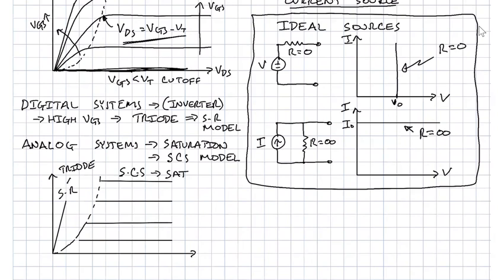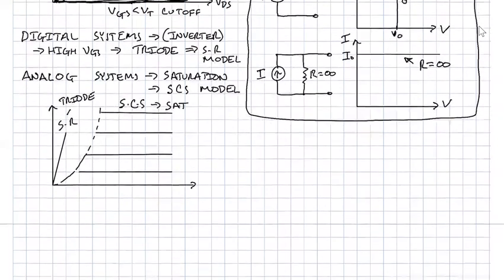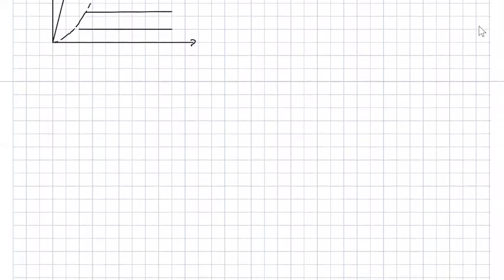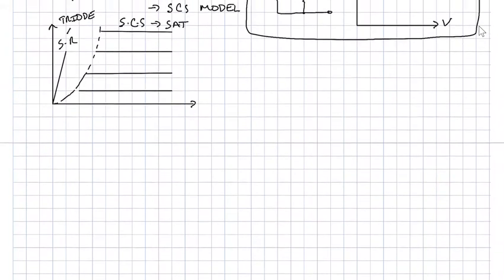Okay, so what do we mean by this SCS model? Maybe I can leave it there for a minute so it's visible. This again is IDS versus VDS, and these would be for increasing VGS. And again, never forget about our friend cutoff. It's important when you use the MOSFET as a switch to be able to turn it off. Okay, so SCS current circuit model.